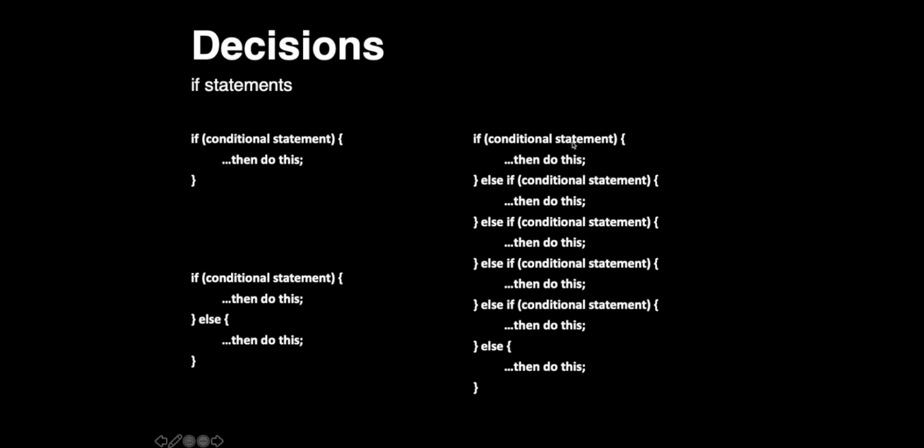So if you have multiple conditional statements that you want to check for and do something for, then you can do that. So if something, do this. Else if, do something else. Else if, that's blah, blah, blah, blah. And then finally, else. If all of these are false, then this one will run.